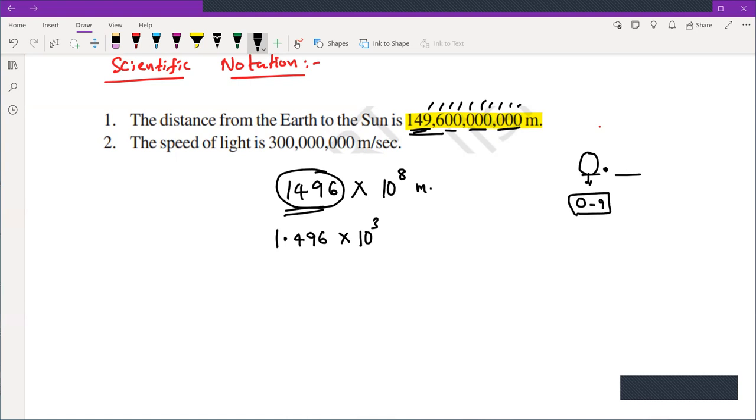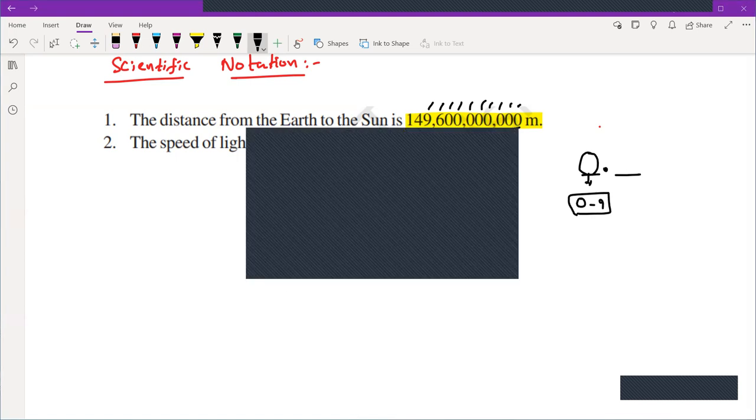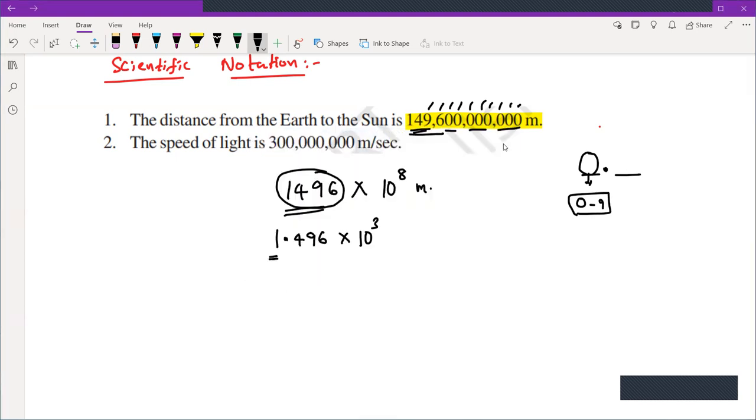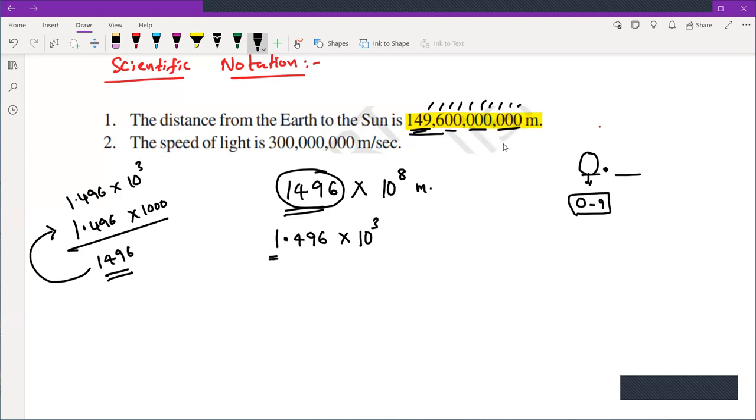So 1496, I wrote it as 1.496 into 10 cube, because in scientific notation we need a single digit before the decimal. Why is it 10 cube? So this is 1.496 into 1000. What will you get as the result? 1496, right? So I wrote 1496 like this, but we need exponential form, so 1000 is nothing but 10 cube. Sir, what about the rest of the zeros? That remains the same, 10 to the power of 8.